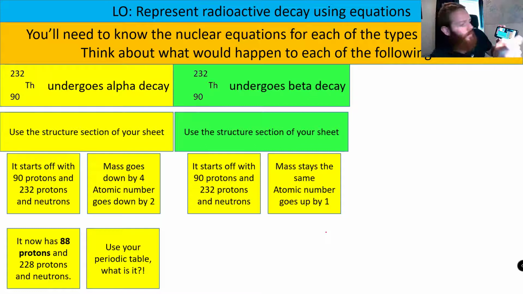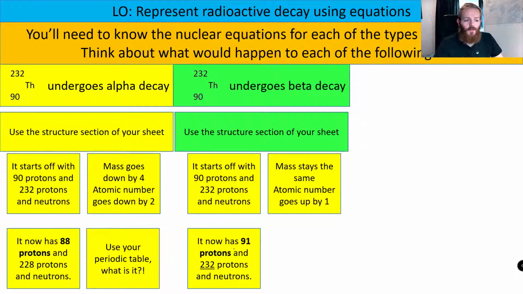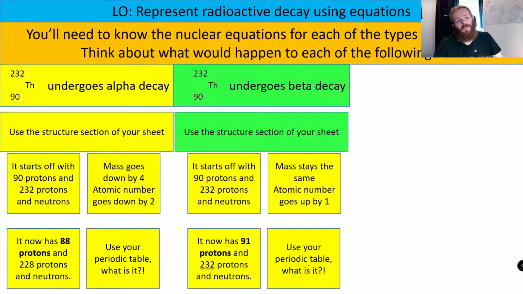So I said 91, didn't I? Let's find what's got an atomic number of 91. That is protactinium. Okay, so thorium, if it undergoes beta decay, becomes protactinium because it's now got 91 protons and 232 protons and neutrons.